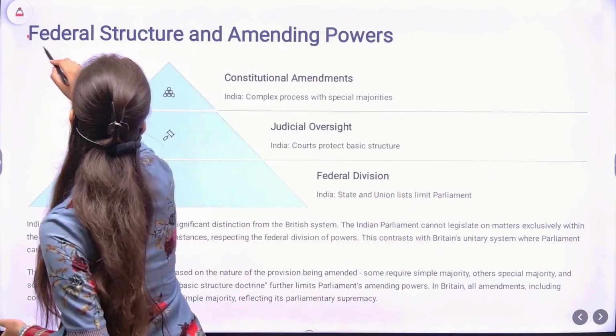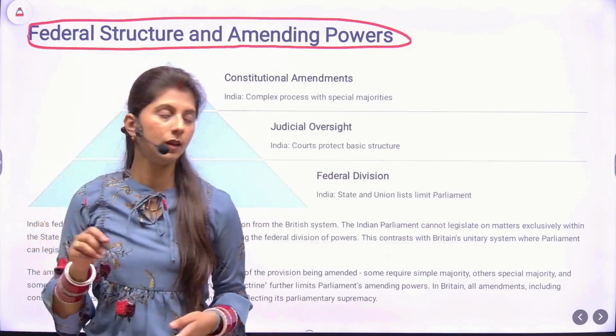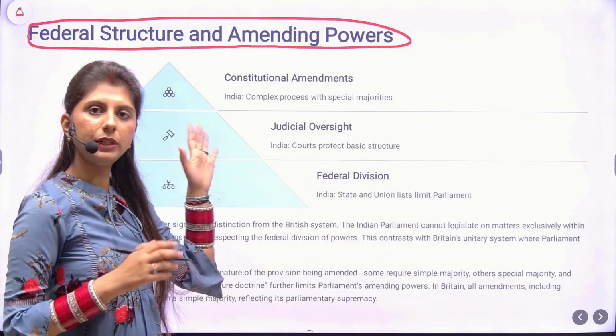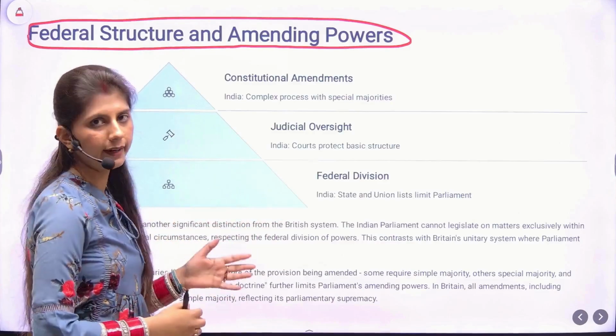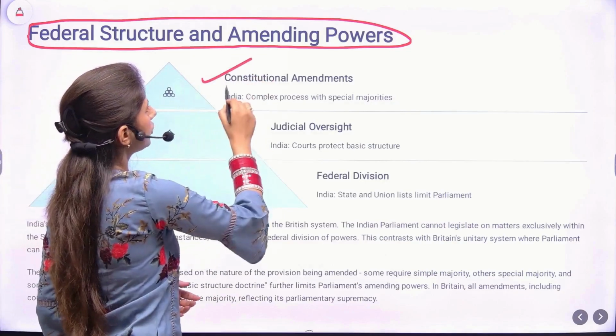Next parameter is the federal structure and amending powers, another important parameter. So all these parameters will be used as the headings and subheadings while writing the answer. So let's come to the parameter. The first one, the constitutional amendments.